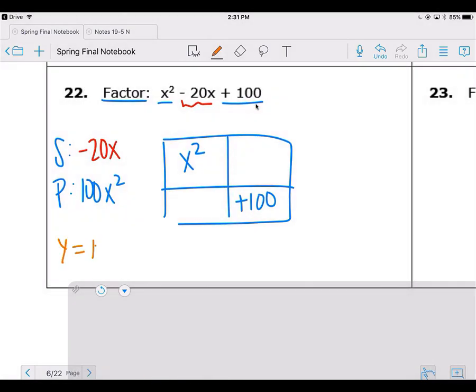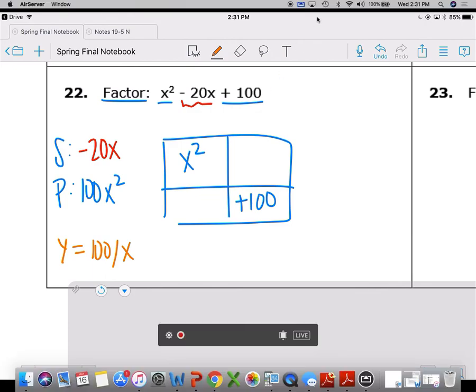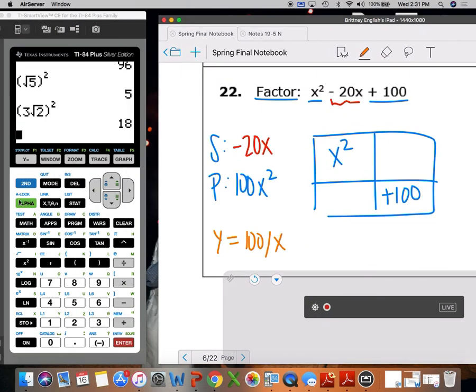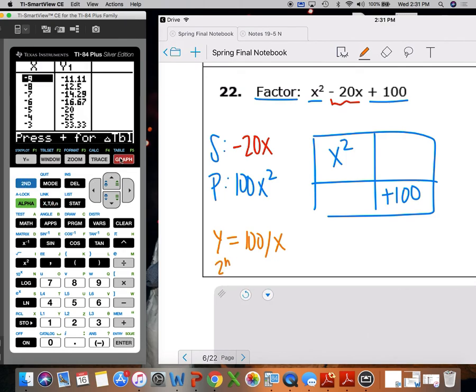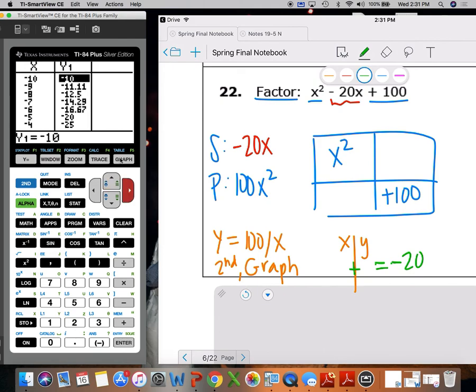In y equals, I am going to put the product and search for the sum. So I have 100 divided by x, and I click second graph to see the table. I am looking in my table for an x and a y, two numbers that add to a negative 20. So I can see, oh, how about this? Negative 10 and negative 10 would add to negative 20.